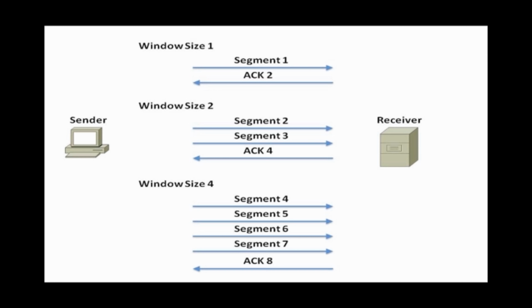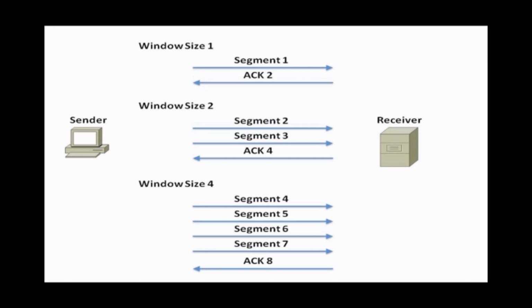Notice on screen, we're starting out with a window size of 1, meaning I'm going to send one segment and I get an acknowledgement. I sent segment 1, the receiver acknowledges and says, okay, send segment 2. Because segment 1 got there successfully, I'm now going to send segment 2. And I'm going to send segment 3.